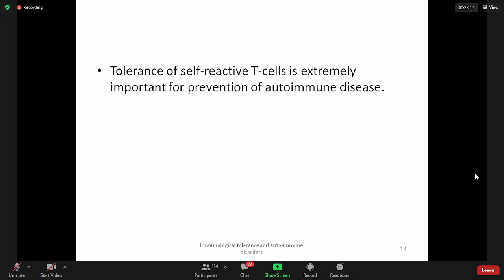Now, tolerance is very important in preventing autoimmune diseases, okay? And if this fails, then you end up getting autoimmune disorders. And tolerance is induced in fetal life, although it can also be induced in adulthood, but it tends to be induced very early on in fetal life. Because as you can imagine, as the fetus is developing, all the cells are prepotent.